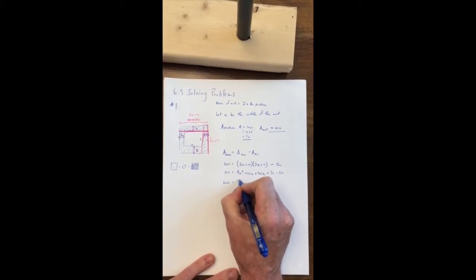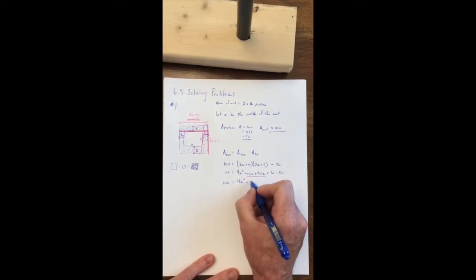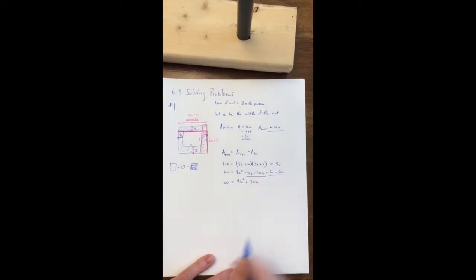Simplifying, 4x squared plus, I can put those two together, 30x. And 50 minus 50 is 0. It's gone.